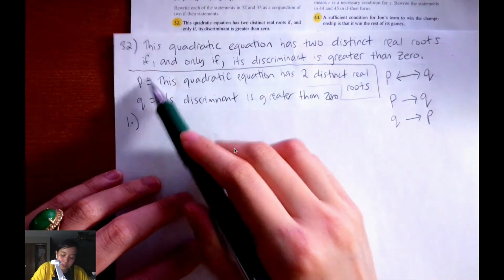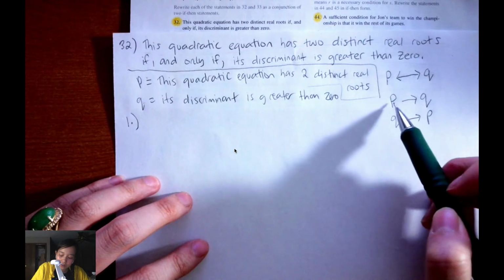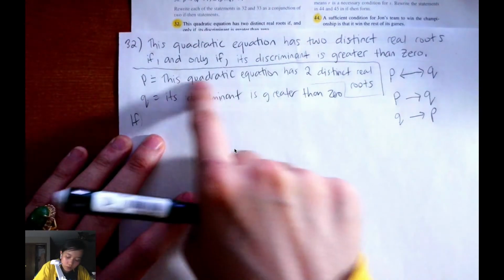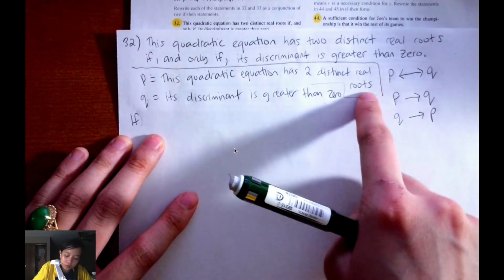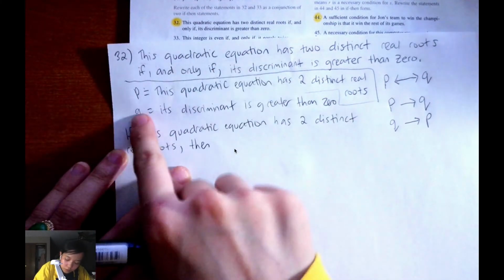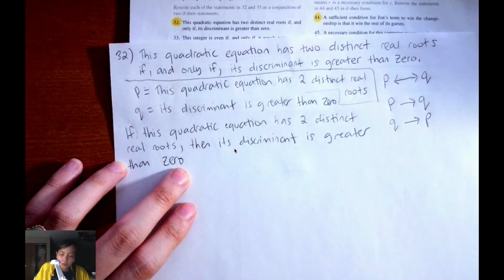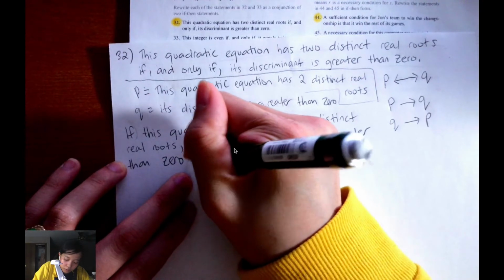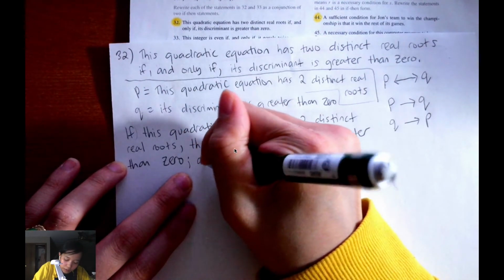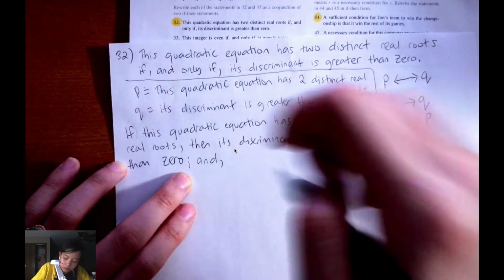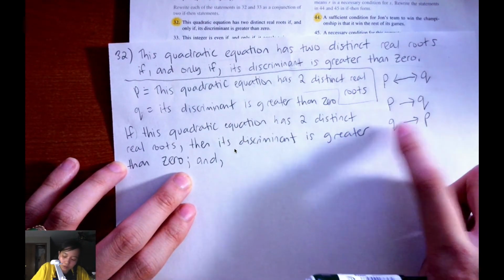Now, they're asking us to rewrite this sentence as a conjunction of two if-then statements. So we have p, we have q, so all we need now is to write if p then q, and if q then p. So if this quadratic equation has two distinct real roots, if p, then q, its discriminant is greater than 0. And how you can make the conjunction is you can just do a semicolon and then write the word and, then comma, and then you can say the second if-then statement, which is if q then p.